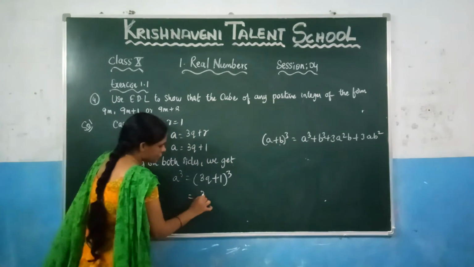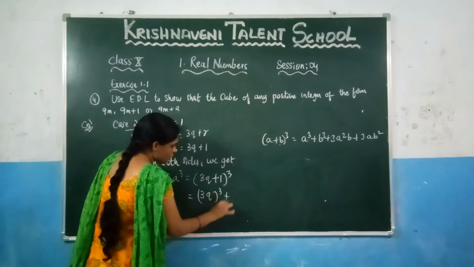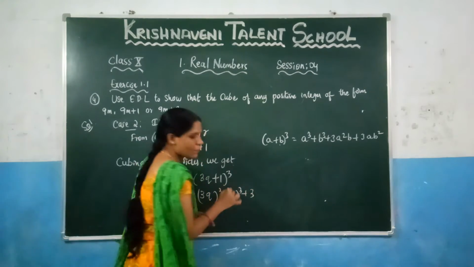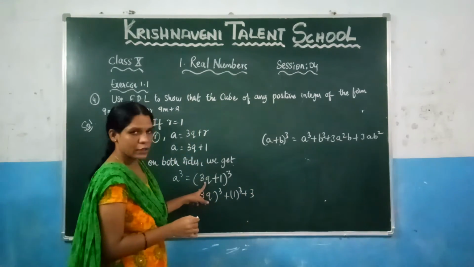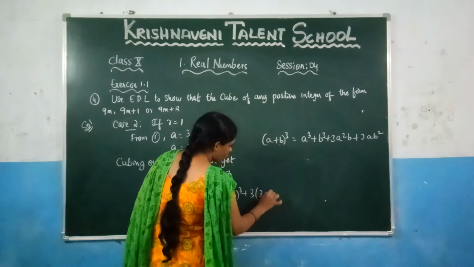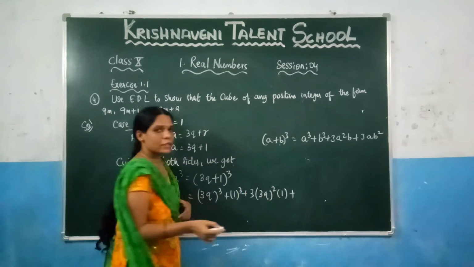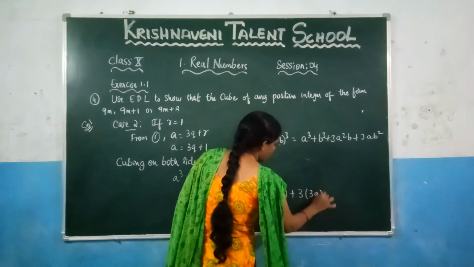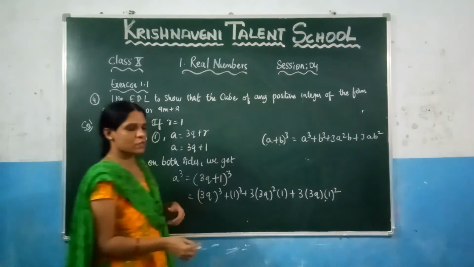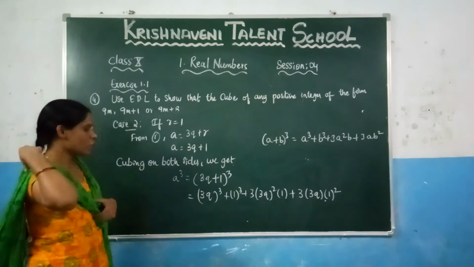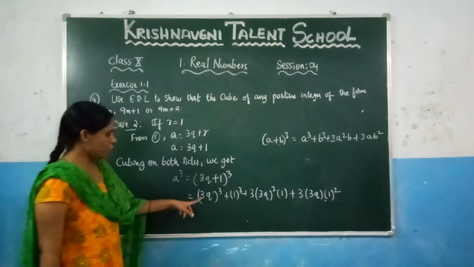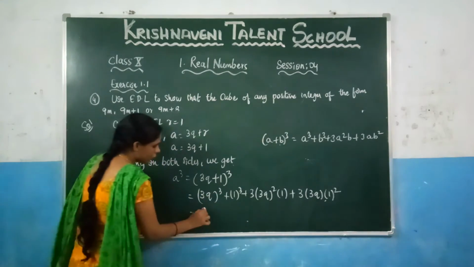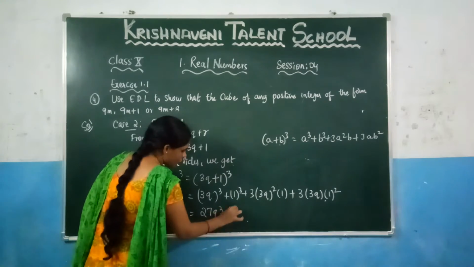So you can write it as (3q) whole cube, which is nothing but a cube, plus b cube, which is nothing but 1 cube, plus 3a square. What is the value of a? Which is 3q. So you can write it in here, (3q) whole square into b, plus 3ab whole square. So write it here 3. What is the value of a? 3q. And what is the value of b here? 1 square. Just we have expanded by using this formula. So what you will get here, you need to multiply here 3 times. 3 3s are 9, 9 3s are 27. So you will get it here 27q cube plus 1.